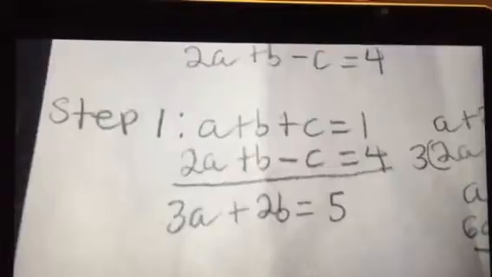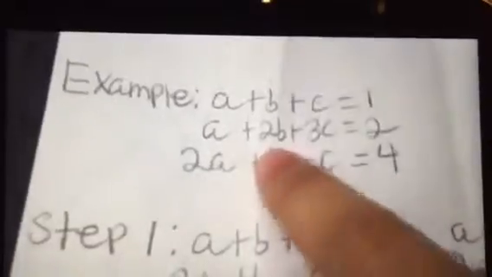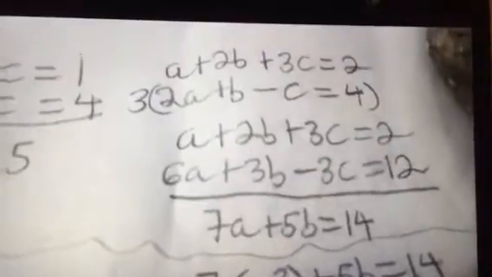So now we want to do the same thing with the next two equations. So we want to take a plus 2b plus 3c equals 2, and 2a plus b minus c equals 4, and line them up. And this one's a little bit trickier. You're going to have to multiply the bottom one by 3 to eliminate the c. But then once you do that, you get 7a plus 5b equals 14.